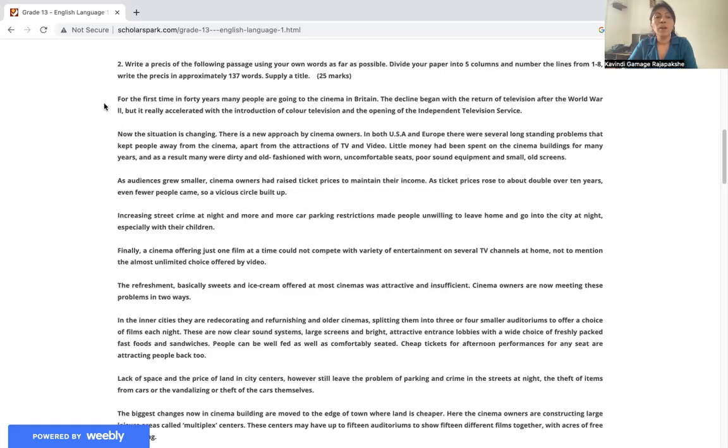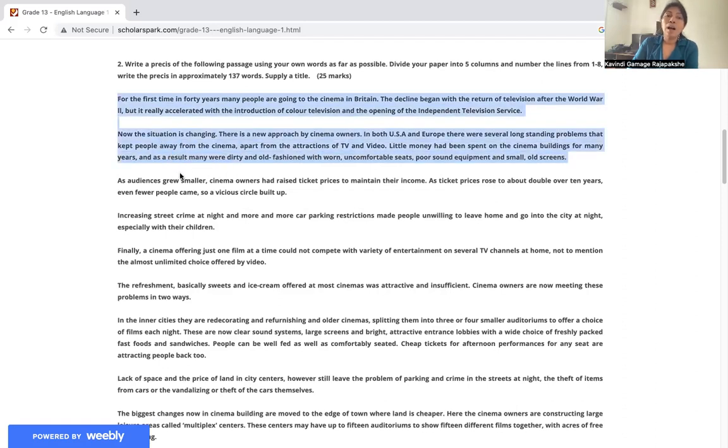So here, I'm not going to read the whole passage. Let's read the first part. Okay. For the first time in 40 years, many people are going to the cinema in Britain. The decline began with the return of television after the World War II. But it really accelerated with the introduction of color television and the opening of the independent television service.